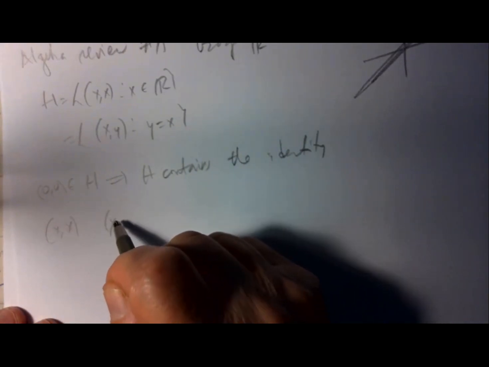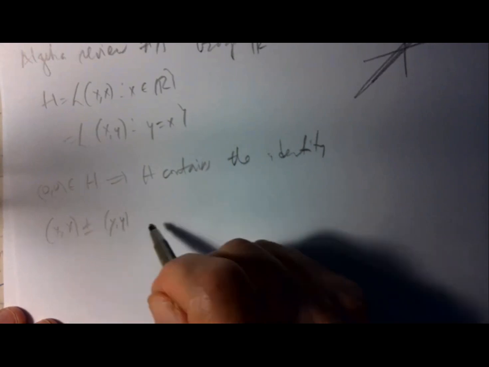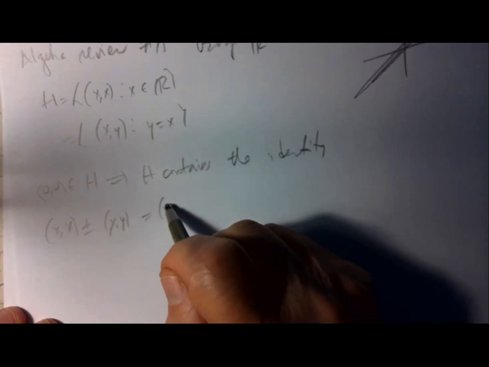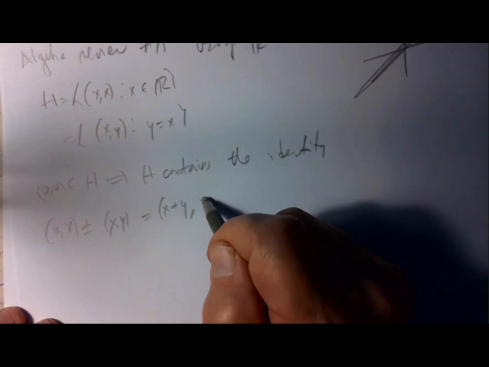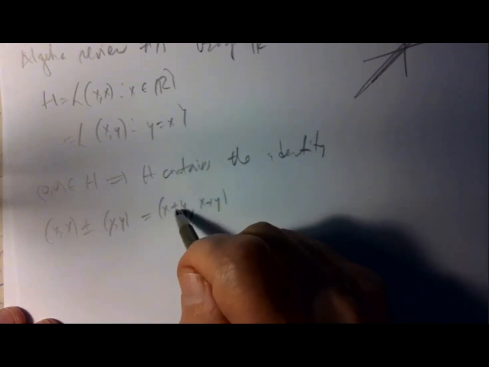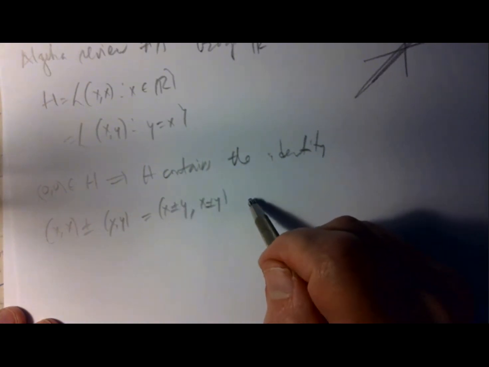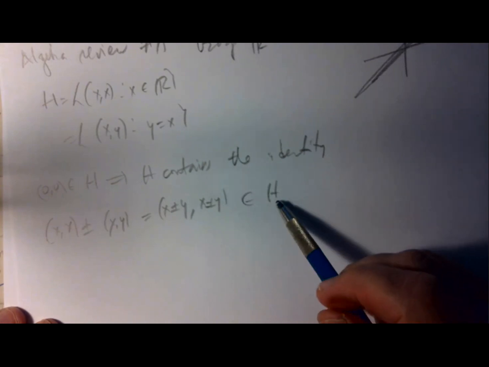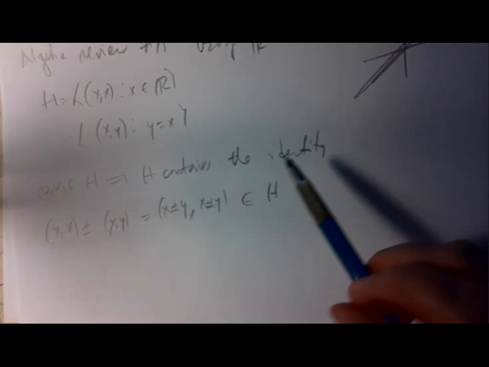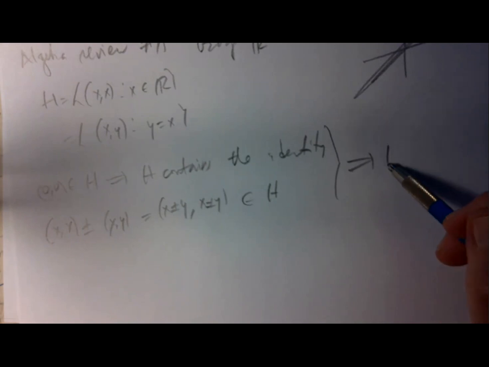So H contains the identity. And if you take any 2 points, XX and let's say YY, and either add or subtract them, you get either X plus Y and X plus Y, or X minus Y and X minus Y. So both of them are in H. So H is closed under addition and subtraction. So H is a subgroup.